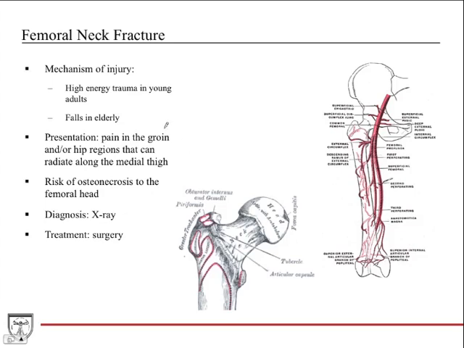Femoral neck fractures. So a femoral neck fracture would be any kind of fracture through the neck like this. It could be like that or through that. And these are usually in high energy trauma in young adults, or they can occur in falls in the elderly. So often you hear of a sweet old lady who falls and breaks her hip. This is usually what they mean when they say an older person fell and broke their hip, it's usually a femoral neck fracture.